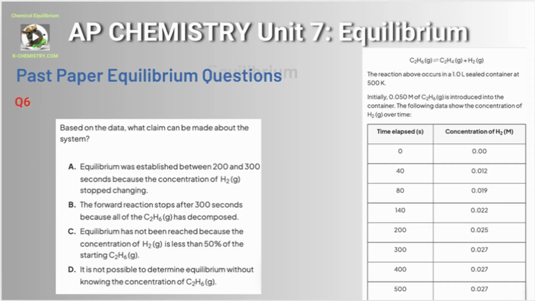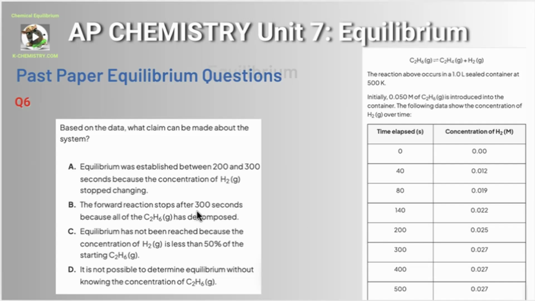Equilibrium was established between 200 and 300 seconds because the concentration of H2 stopped changing. Looks like a correct answer, yes, because when the concentration stops changing, equilibrium has happened. The concentration of all species remain constant after equilibrium because forward and reverse reactions are occurring at the same rate. I can see from time equals 300 forward, there is no change in concentration. It is all the time 0.027 molar. This tells us that equilibrium has been reached since the concentration is no longer changing.